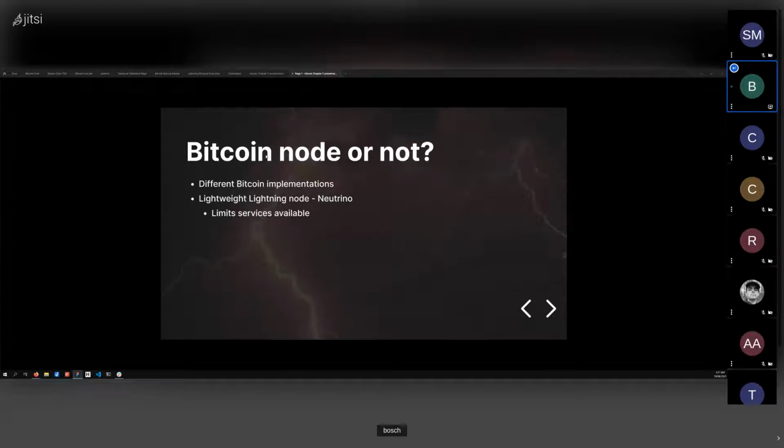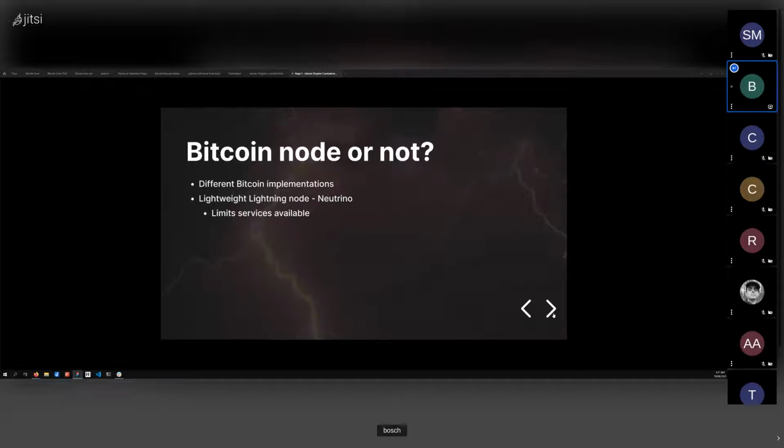You can run it in a lightweight fashion, ideally using something like Neutrino, which is pretty privacy focused. It's a way to run a Lightning Network node without a Bitcoin node, but it does severely limit the kind of services available, particularly if you're running something like Umbrel. They don't come with a Lightning Network node only component, because it makes a lot of the applications they have in their app store not work. You wouldn't be able to use a block explorer application or something like that. But it's something to keep in mind.